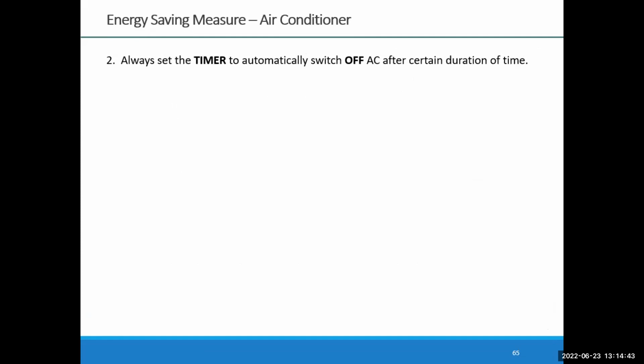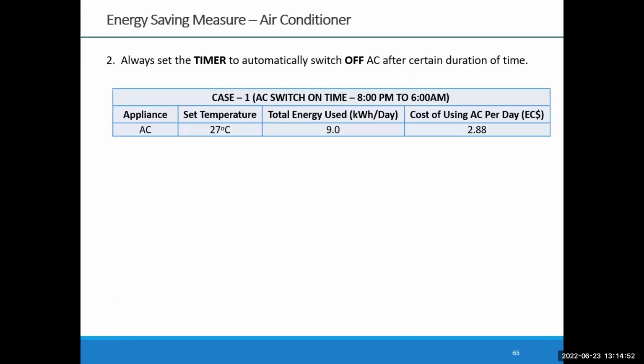One more energy saving opportunity is to always set the timer to automatically switch off the AC after a certain duration of time. This will be applicable for areas where, normally in summer conditions, the full day is very hot, and in the evening the heat continues till midnight, and by morning it becomes normal ambient air temperature.